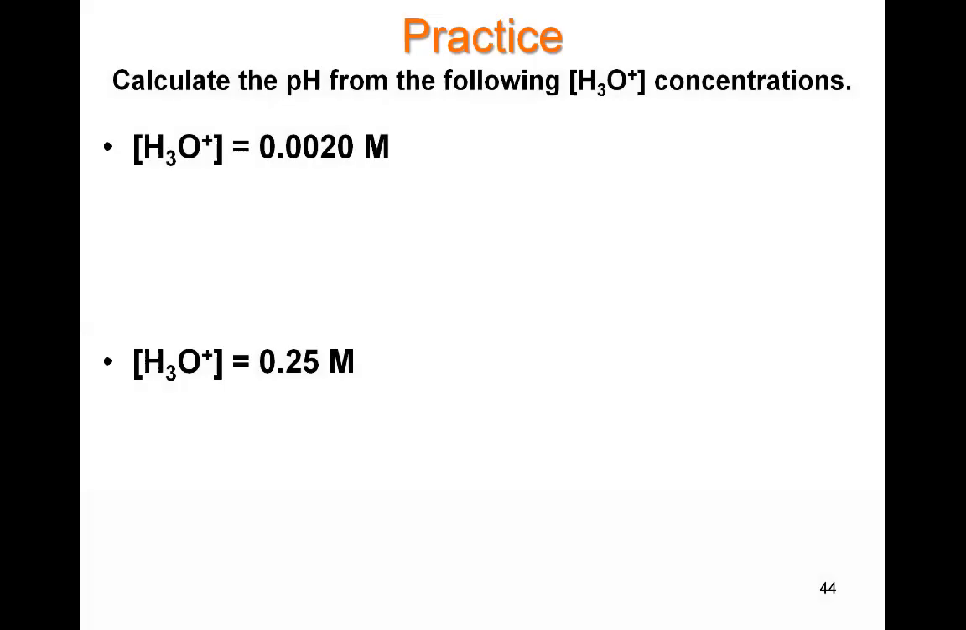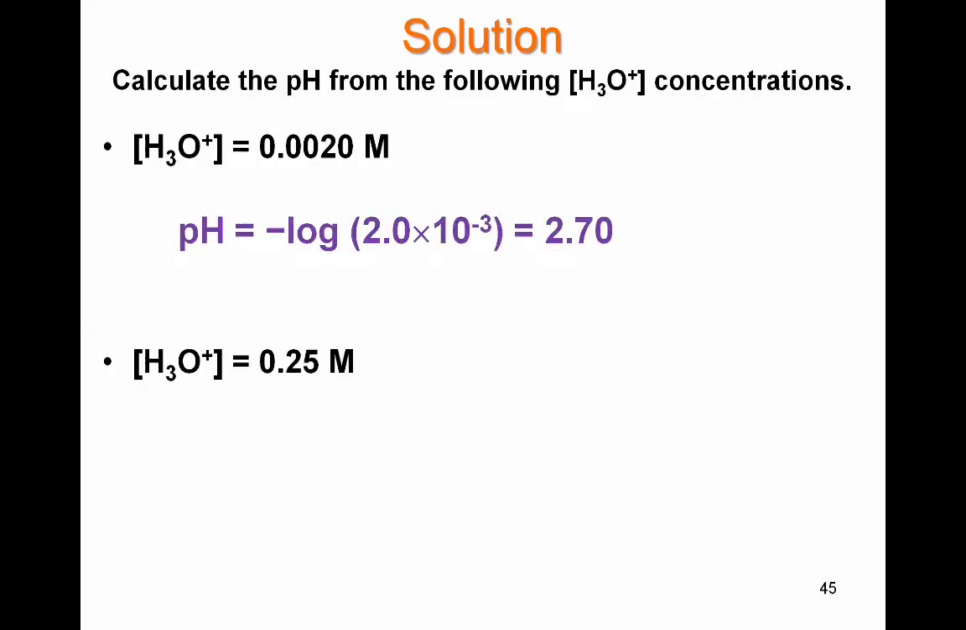Next practice problem, number 12. Calculate the pH from the following H3O+ concentrations. You have 2 concentrations. Again, pause before you see the answer. You use the same formula that says pH equals negative log of the concentration. Here the value has been changed from normal notation into scientific notation. Notice that when it's in scientific notation, it helps to visualize how many sig figs you have in this number.